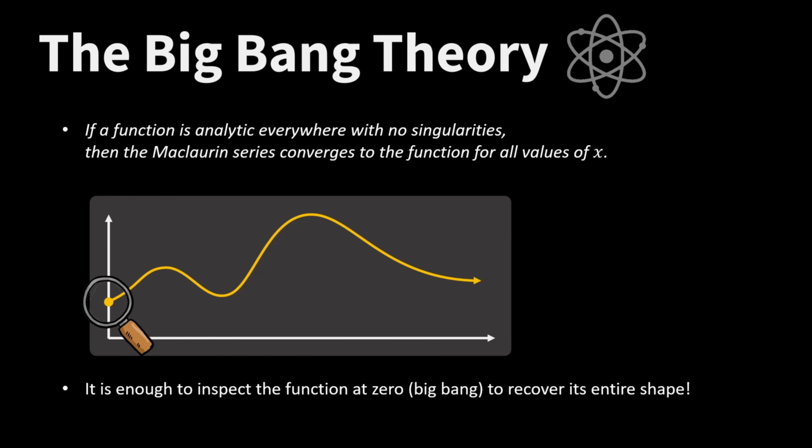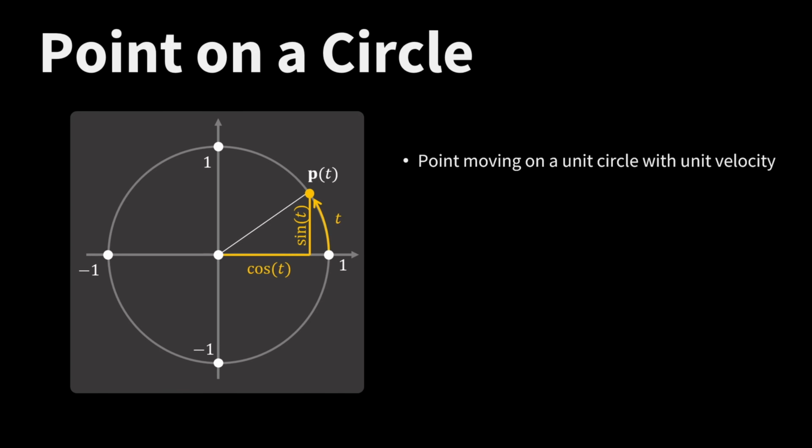This means it is enough to inspect the function at 0 and all its derivatives to recover the entire shape of the function. This is a little bit like the Big Bang. If there was no quantum randomness, we could indeed predict the entire history of the universe by just looking at the state of the universe at the Big Bang. Now let's go back to our question. Do the real and imaginary polynomials have a deeper meaning?